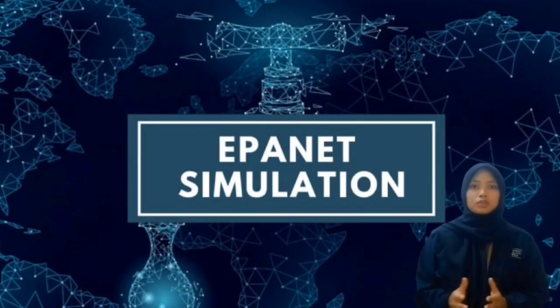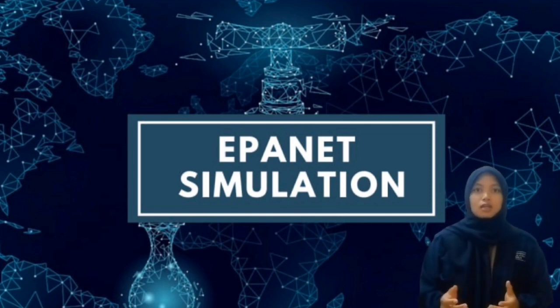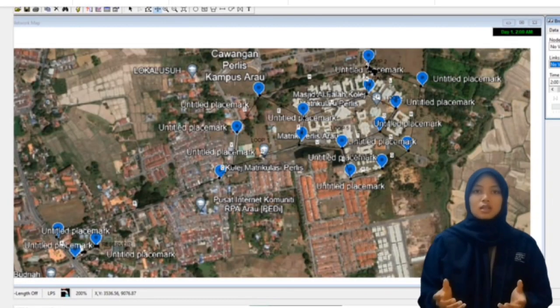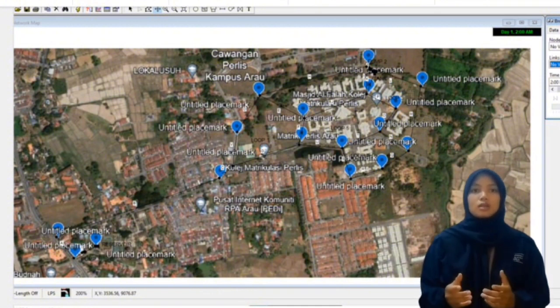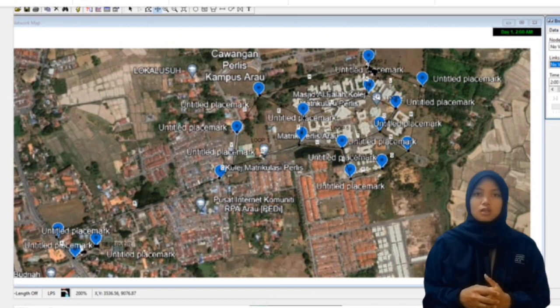EPANET is a free and open source software program used to model and analyze water distribution systems. It's widely used by engineers and consultants for a variety of purposes. The purpose is designing and sizing new water infrastructure, simulating the flow of water through a proposed water distribution system, helping engineers to determine the appropriate pipe size, pump capacity, and tank location. This can save time and money by ensuring that the system is designed to meet a community's needs without overspending.